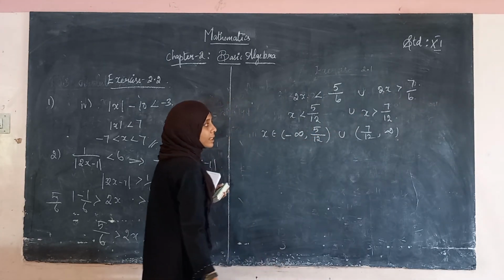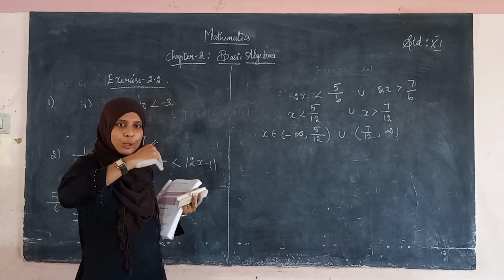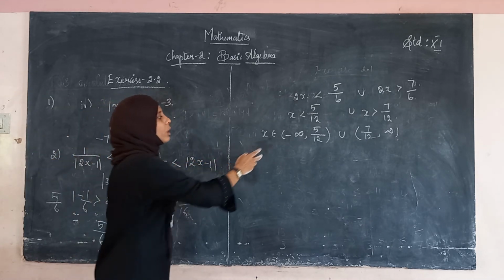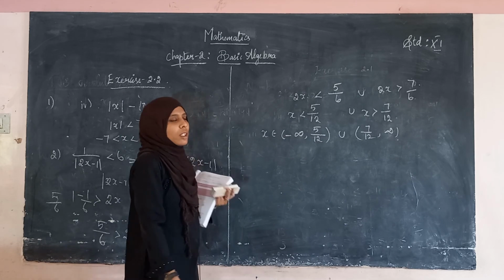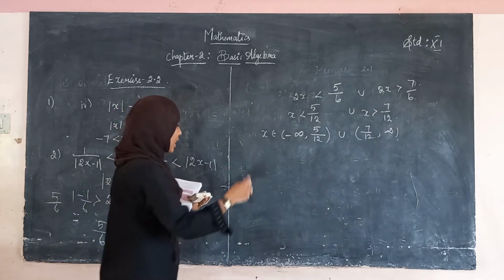That inequality is x greater than 7 by 2. Greater than 7 by 2, the elements above that. Therefore open interval 7 by 2 comma infinity. This is the answer. Okay.